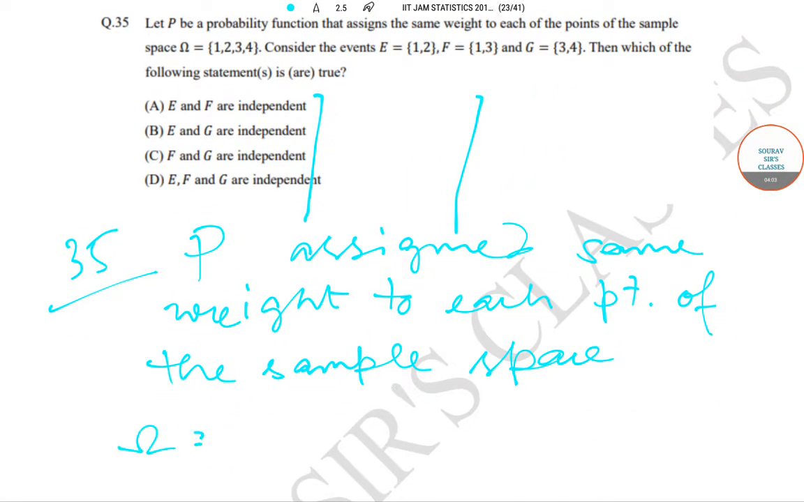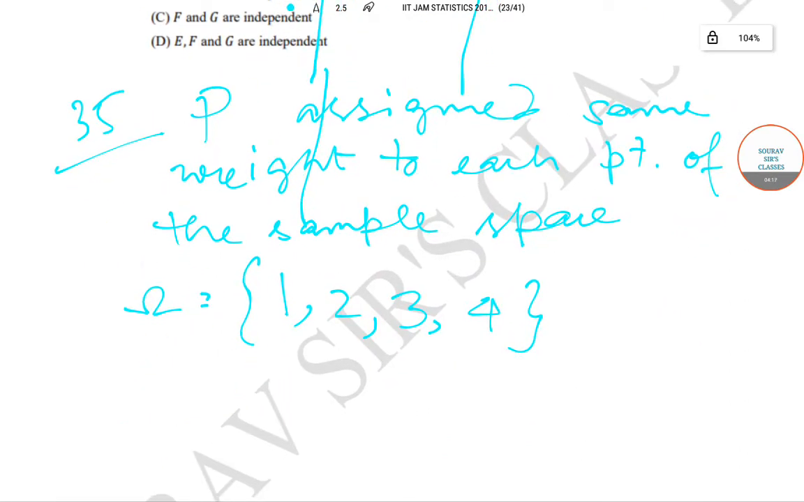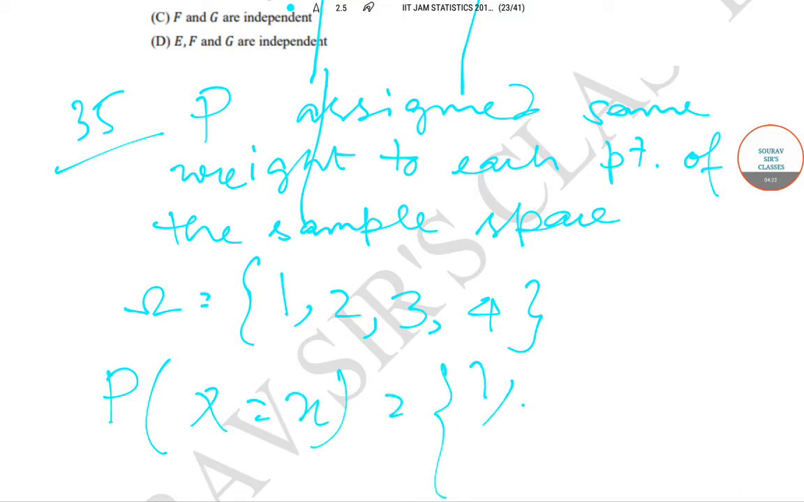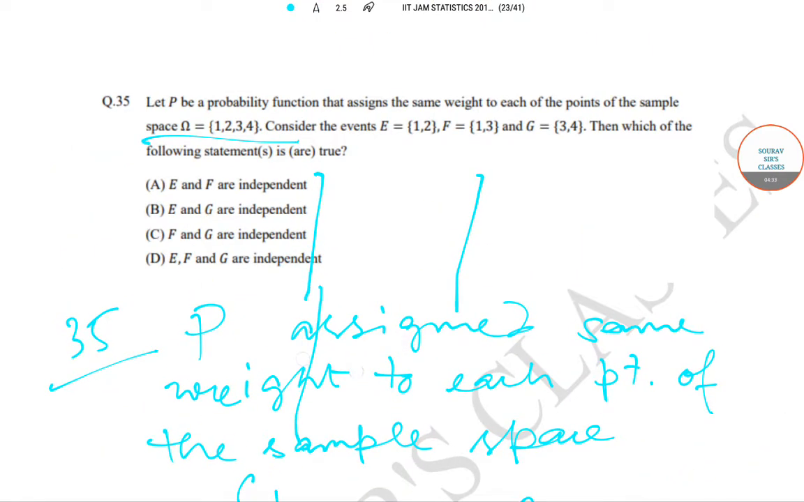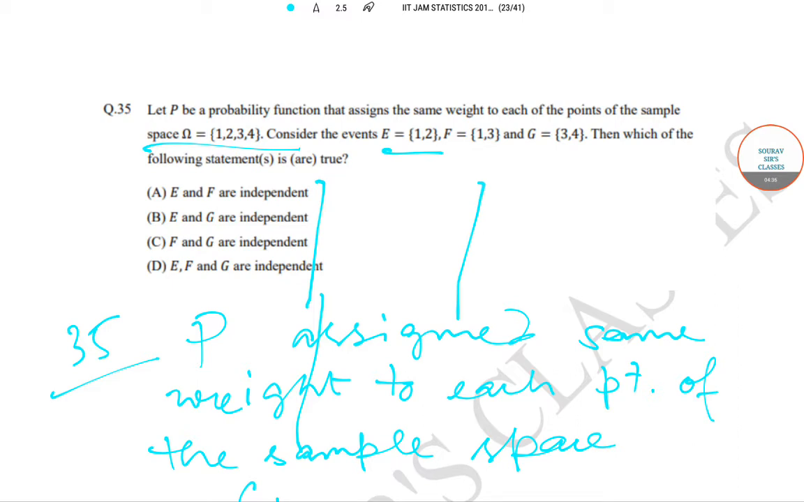sigma is equal to {1, 2, 3, 4}. X denotes the number from sigma, and P of X is equal to small x is equal to 1 by 4 for each x belonging to sigma and 0 otherwise. Now E is equal to the set {1, 2}, F is equal to the set {1, 3} and G is equal to the set {3, 4}.